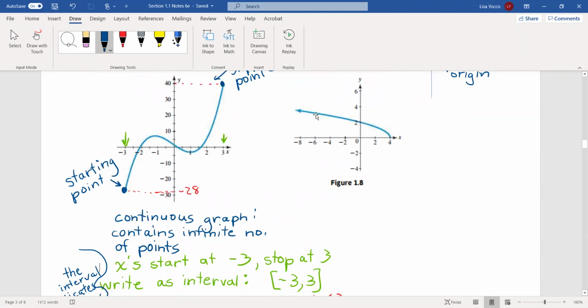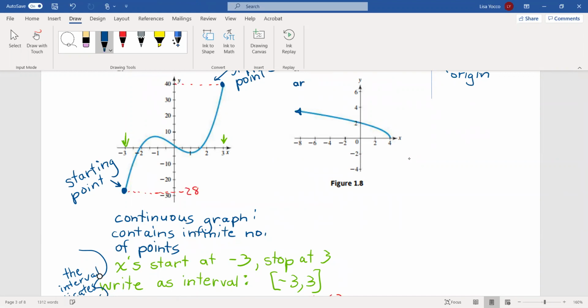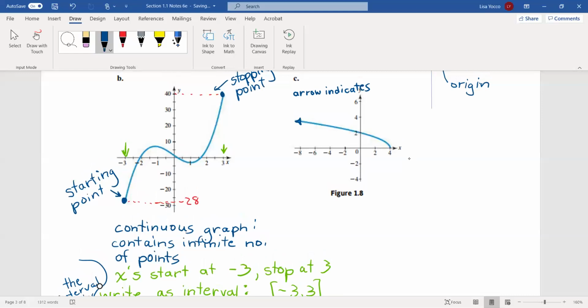Part C, which is the other figure, the difference here is the arrow on the end of the graph. All right. What does that arrow mean? You probably know. The arrow, that the points keep going on forever. You got it exactly. The arrow indicates that the graph goes forever in that direction.